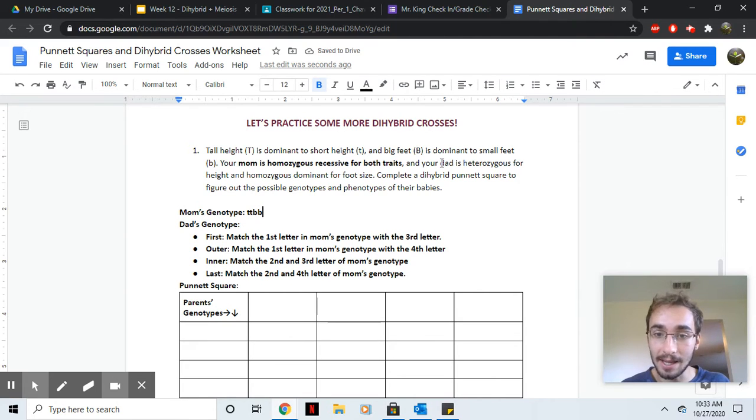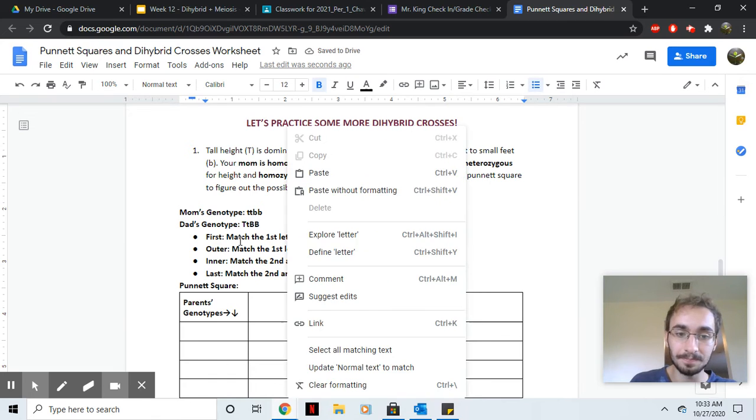Your dad is heterozygous for height, so that'd be 1 big T, 1 little t. Homozygous dominant for foot. Homozygous is the same. Dominant is 2 capitals. So here's your dad's genotype.